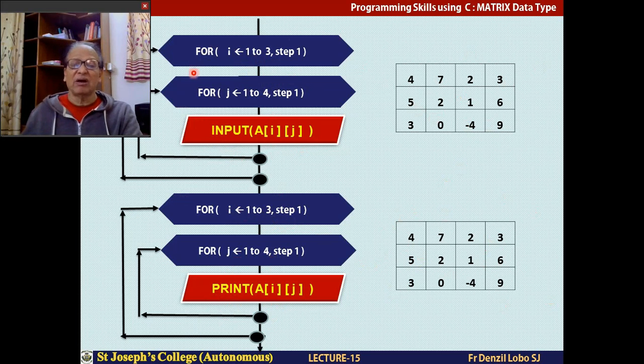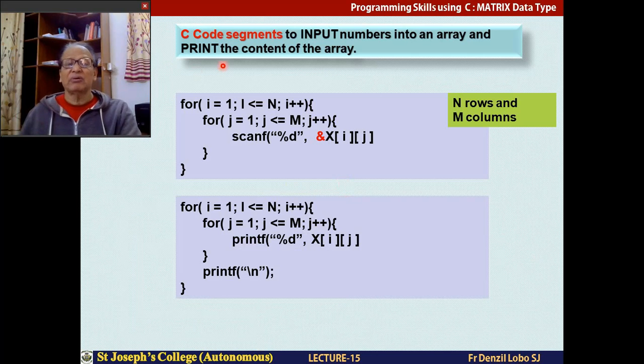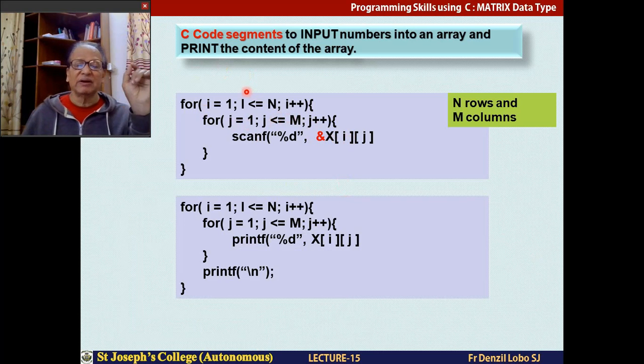So this is what you are supposed to do now. You have to input some numbers into a 3 cross 4 matrix and print the content of that 3 cross 4 matrix. Now in C code, we are using the same approach. How we declare in C, as I've told you, we have to give the type and the name of the matrix and the number of rows and columns.